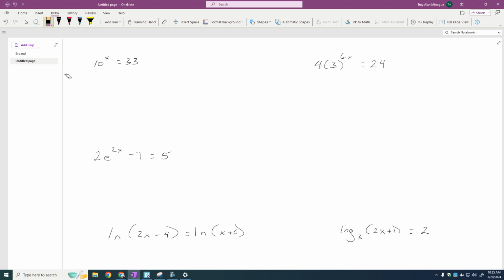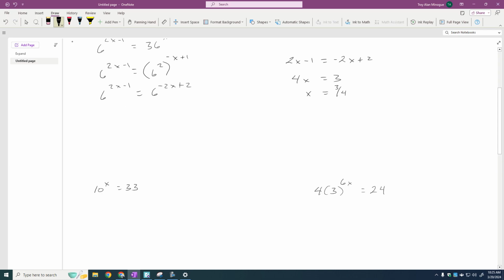What if I gave you the problem we have right up here? 4 times something has to equal 3. How do you get rid of multiplication? You do the inverse. We divide both sides by 4.